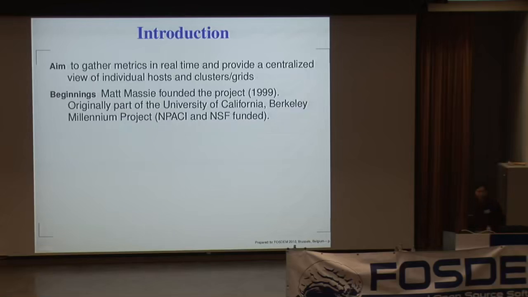The project started around 1999 by Matt Massie at the University of California at Berkeley, as part of the Millennium Project. It was involved with building clusters, and they wanted to find out what the clusters were doing, how the system load was, and things like that. Matt wrote this software, and for the past 10 years, when you think of monitoring for clusters, you think of Ganglia. It has somewhat become the de facto standard for monitoring system resources.